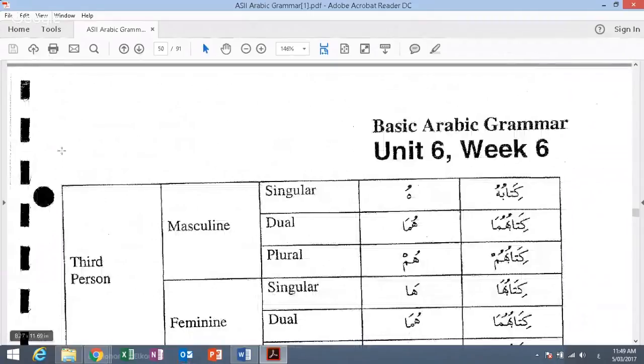Okay, go to here. See here. Kitabu is mudaf.